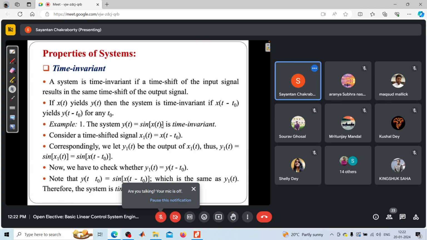So, the minus did not appear here for some reason, so t minus t0, y of t minus t0, which is equal to sine of x(t minus t0), which is same as the output due to the shifted input. So it's a time invariant system.